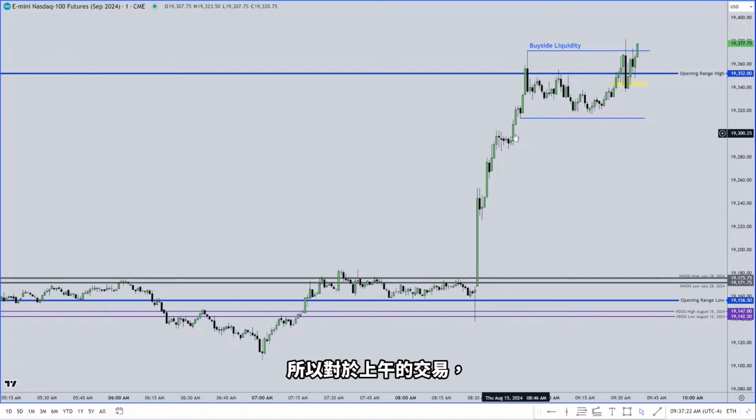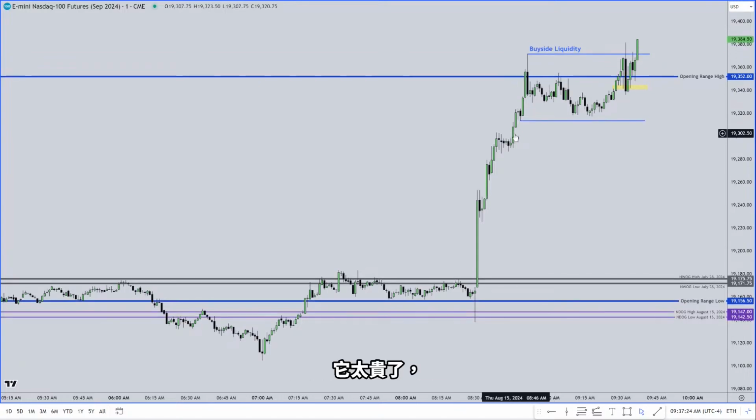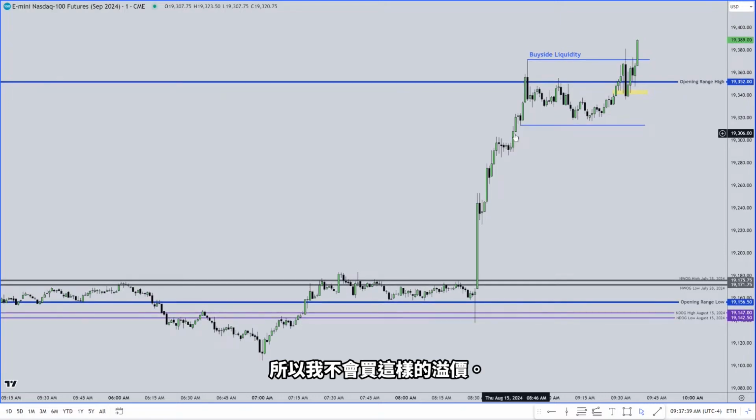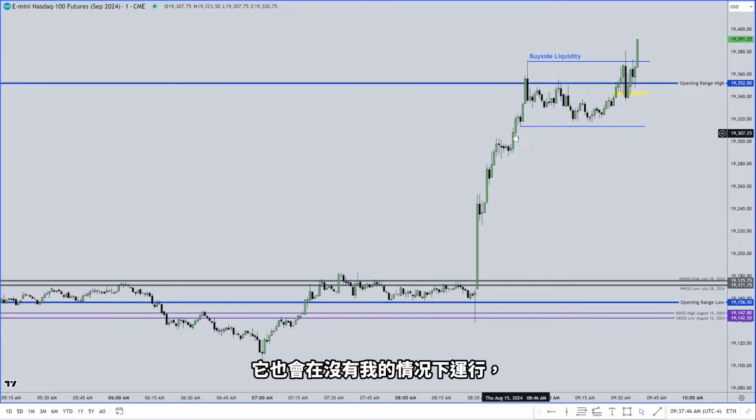So for the morning session, it's too rich, too expensive right now to want to buy it. We have a gap higher opening. We've had an initial run to buy side. I'm not chasing that. So we're back in the same criteria that we were on, was it Tuesday? So I will not buy premium like this. This is too rich, too expensive. And again, same thing. If it wants a run, it'll run without me, and I'll wait later on in the morning, 10 o'clock. I'll do something with the silver bullet there. It's always there. It's never not in the charts.